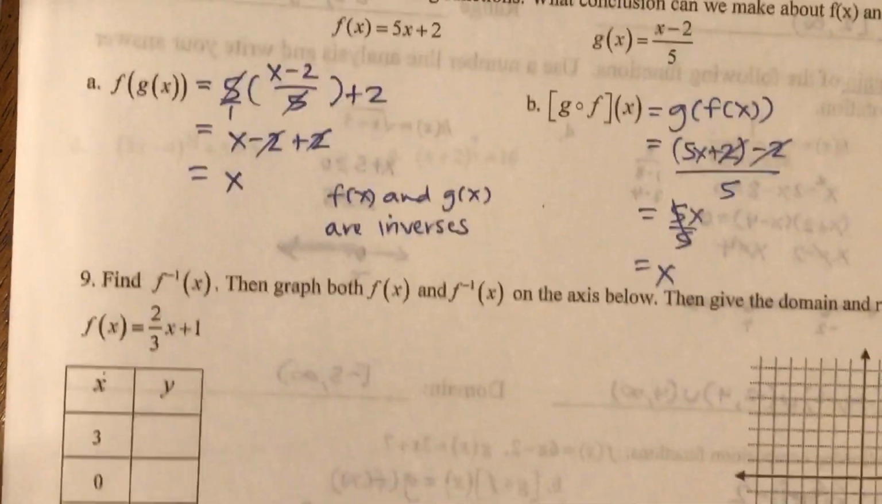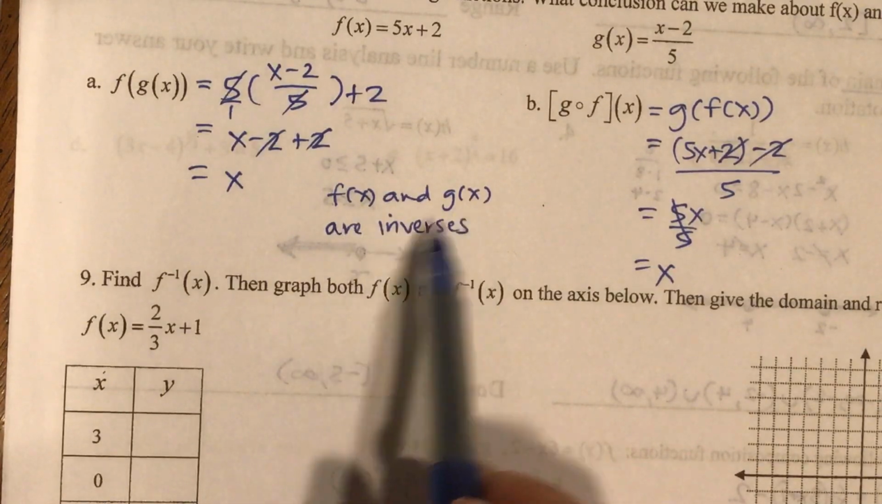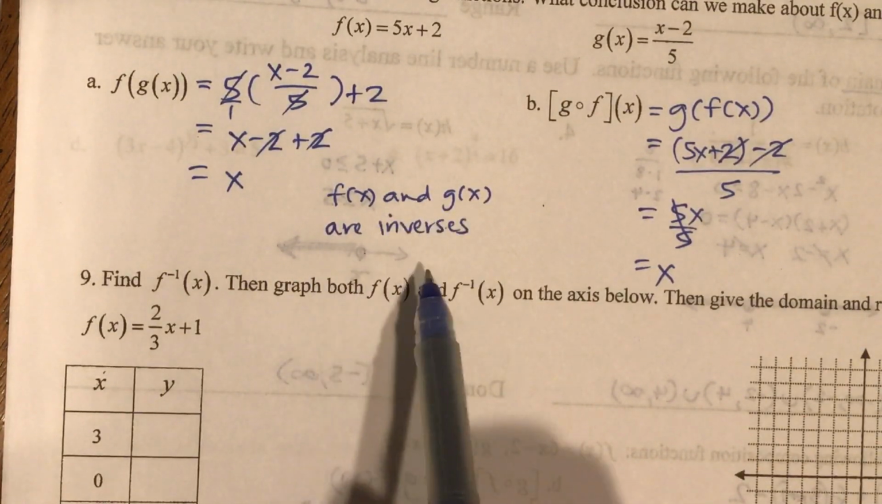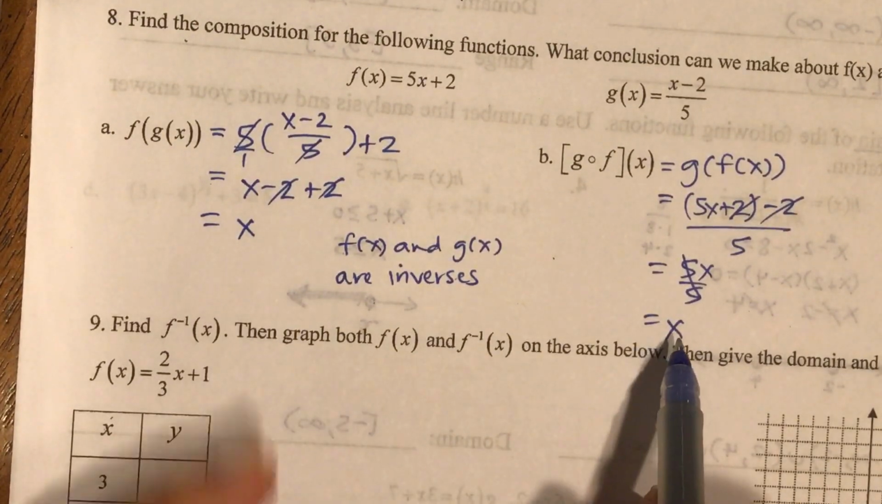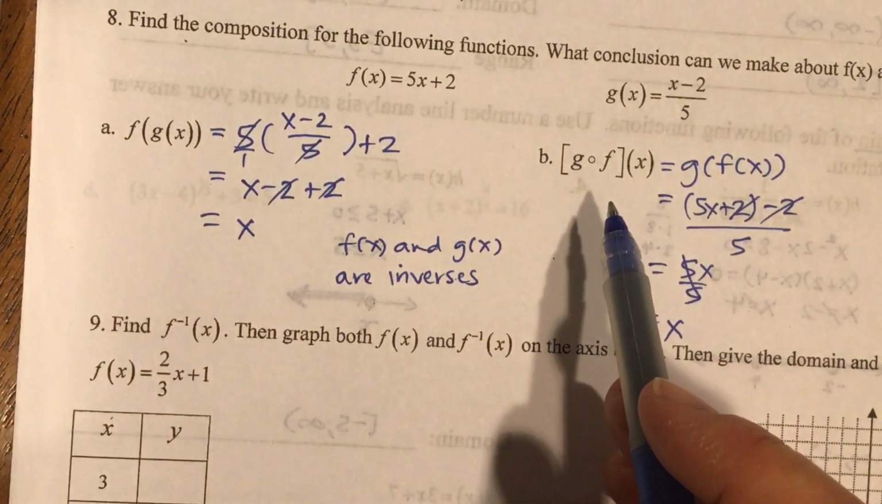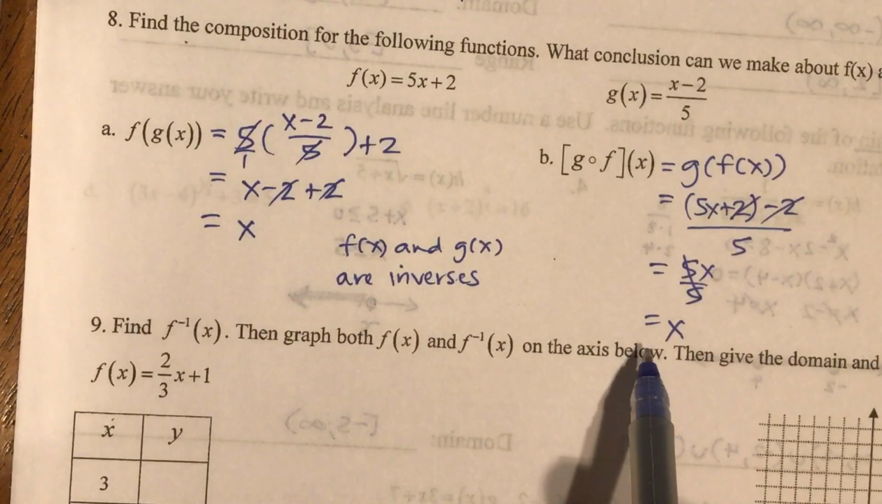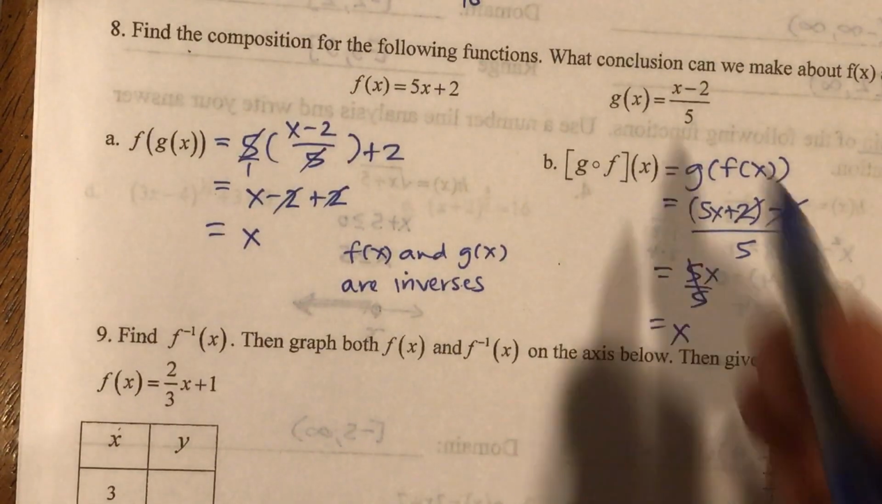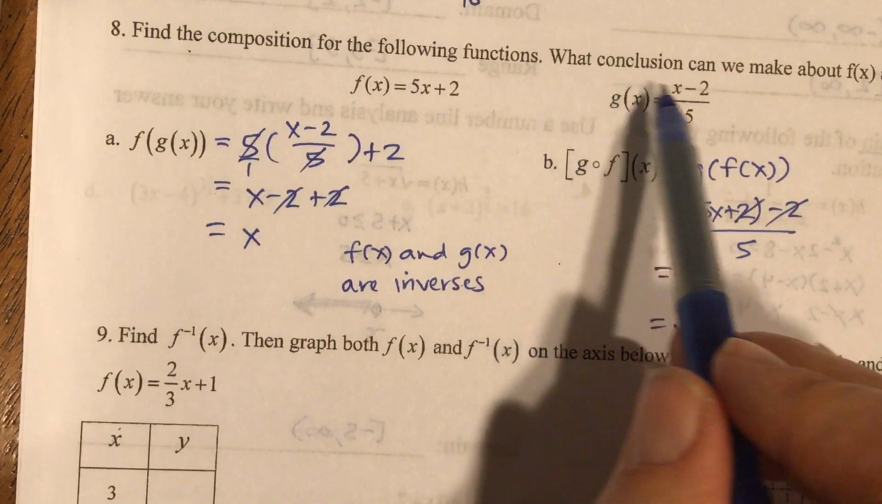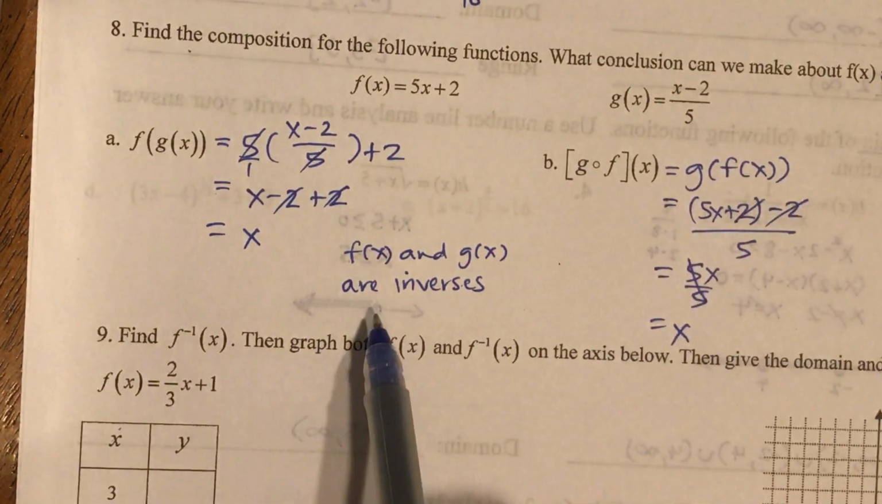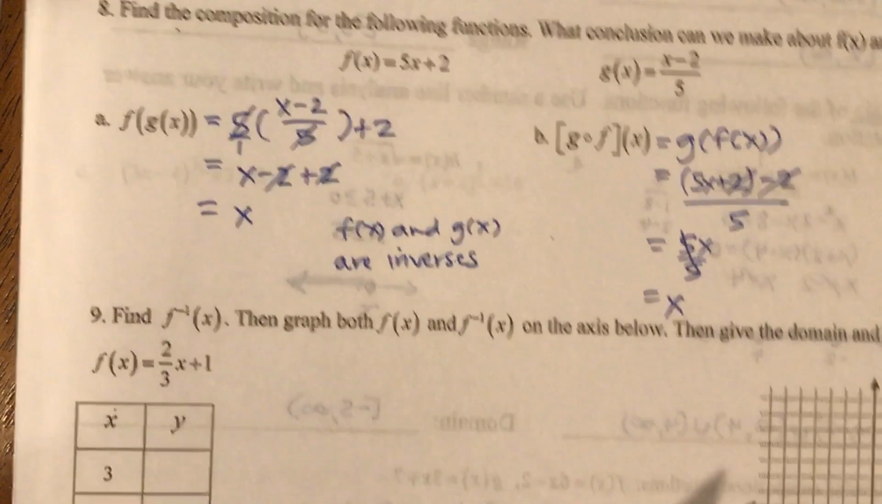Next, let's see, number 9. Wait, did we clear that up? f of x and g of x are inverses of each other, and you can tell that because you got an x for both of the compositions. When both compositions equal x, then you know that they are inverses of each other. So the question, and it'll say something similar to this on your test, is what conclusion can we make about f of x and g of x? This is the conclusion, that they're inverses.